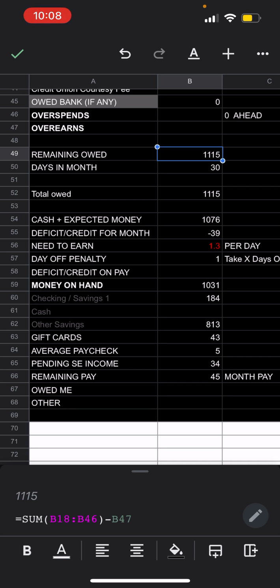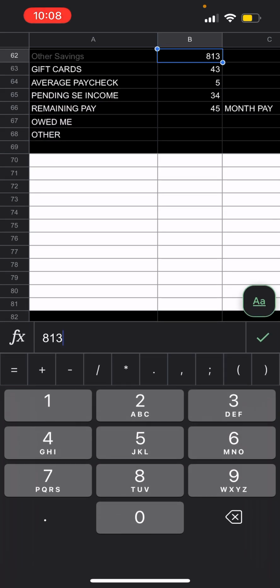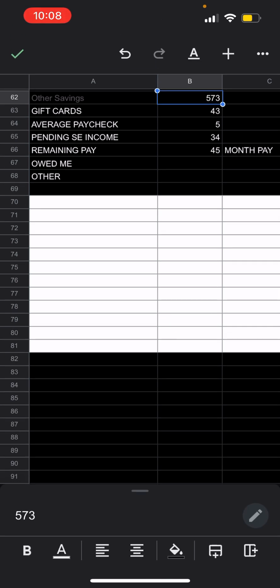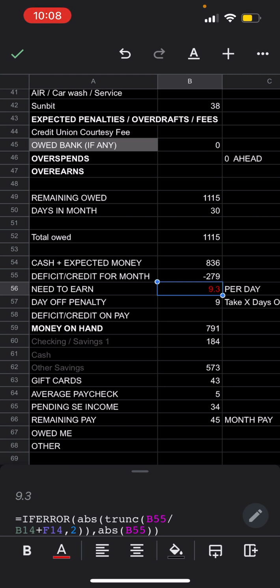So, yeah, there we go. So, that keeps the money on hand available. Let's say I did wind up taking out all this money for rent right here, realistically. So that would be that, and then that will give you a new adjustment for what you need to earn.